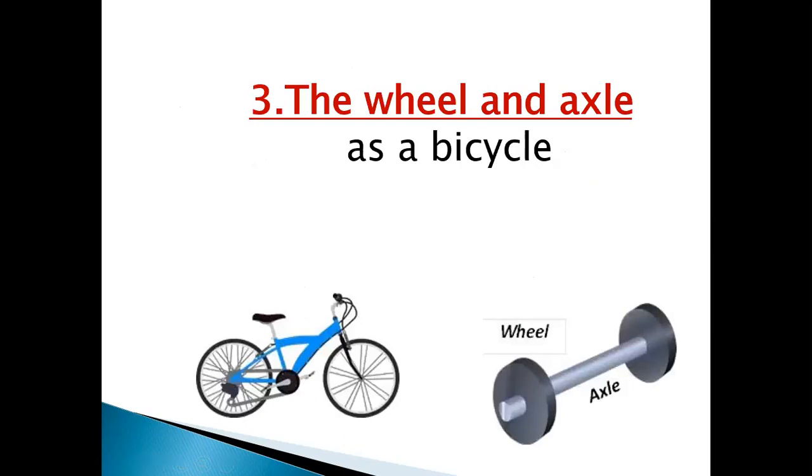Like what? Like the bicycle. Can you see the bicycle? It's what? It's a wheel and an axle. Can you see? This is the axle and the wheel. It's moving around this axle.